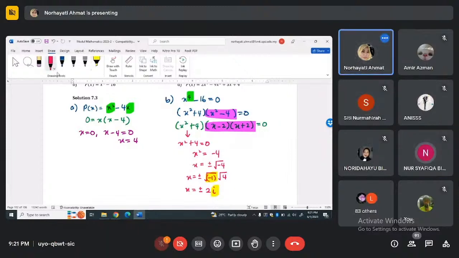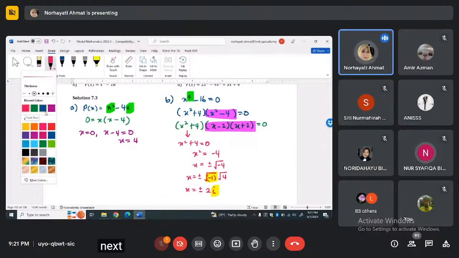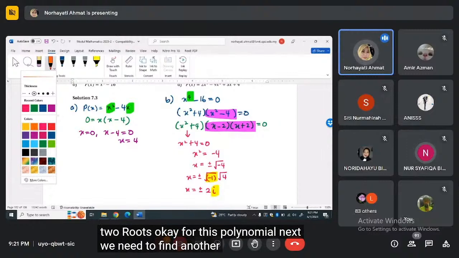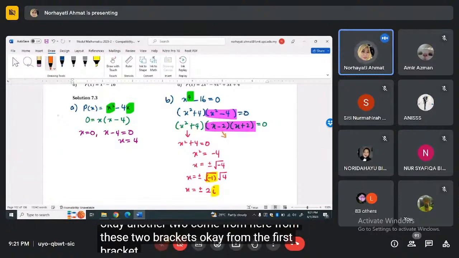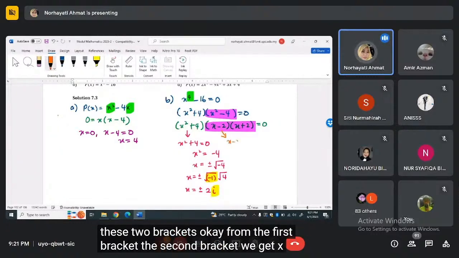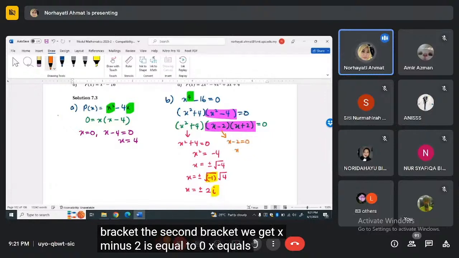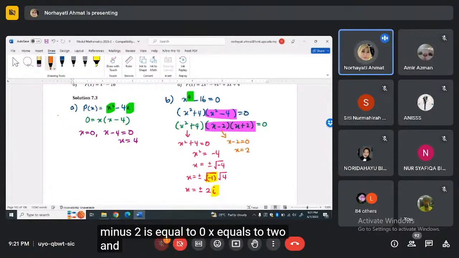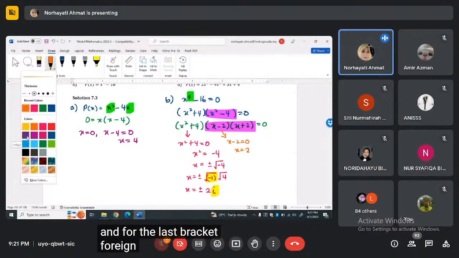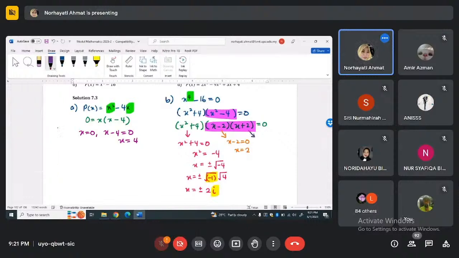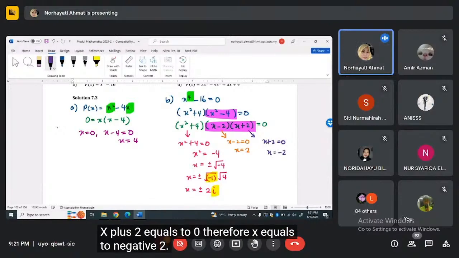Terima kasih. Okay. Next, kita dah dapat two roots for this polynomial. Next, we need to find another 2. Okay, another 2 come from these two brackets. From the second bracket, we get x minus 2 is equal to 0, x equals to 2. And for the last bracket, kita akan dapat x plus 2 equals to 0, therefore x equals to negative 2.